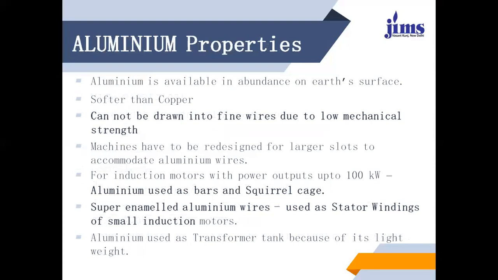Another material is aluminum. Aluminum is available in abundance on Earth's surface. It is softer than copper and cannot be drawn into fine wires due to low mechanical strength. Machines have to be redesigned with larger slots to accommodate aluminum wire. For induction motors with power output up to 100 kilowatt, aluminum can be used as bars and spiral cage. Super enamel aluminum was used as stator windings of small induction motors. Aluminum is also used as transformer tank because it is light in weight.